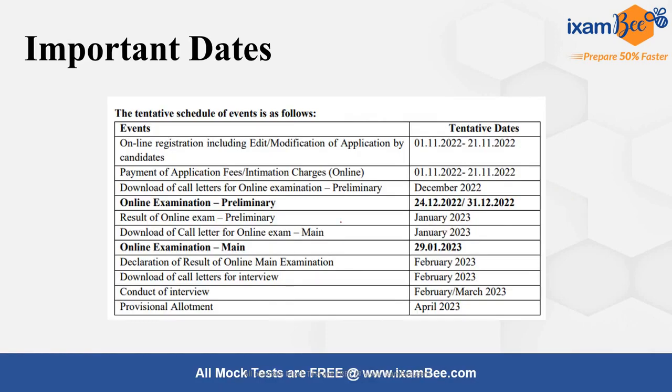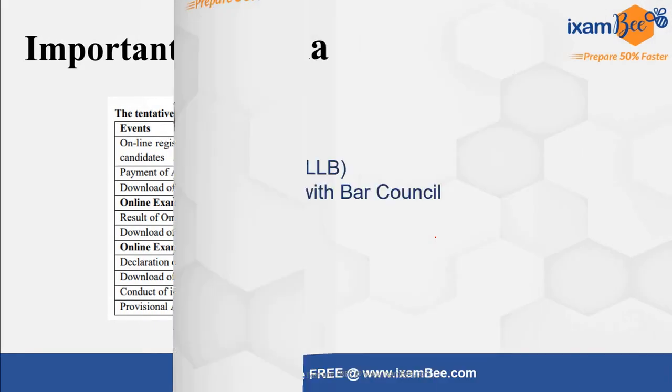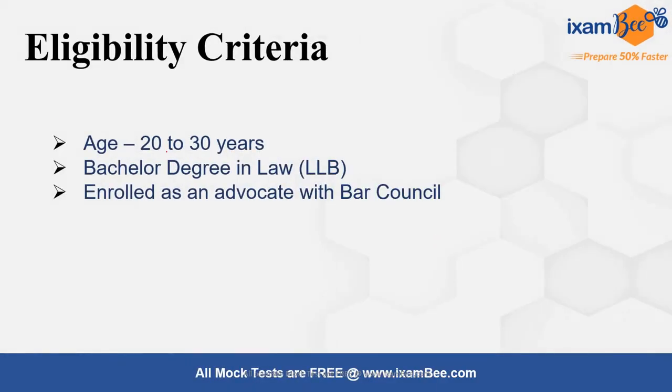So starting with the important dates, you can fill the online application form from 1st of November to 21st November. Prelims is on 24th December, mains is on 29th of January. The eligibility criteria requires an age between 20 to 30 years, a bachelor's degree in law, and you should be enrolled as an advocate with the Bar Council of India.